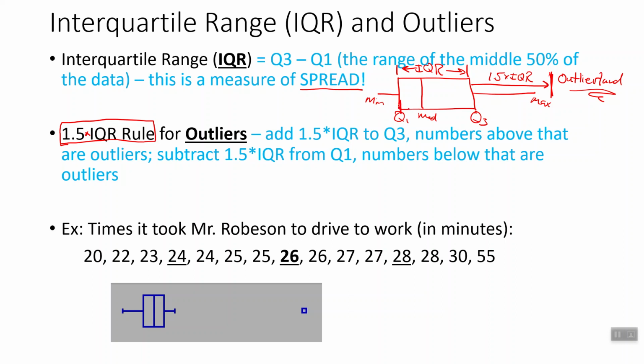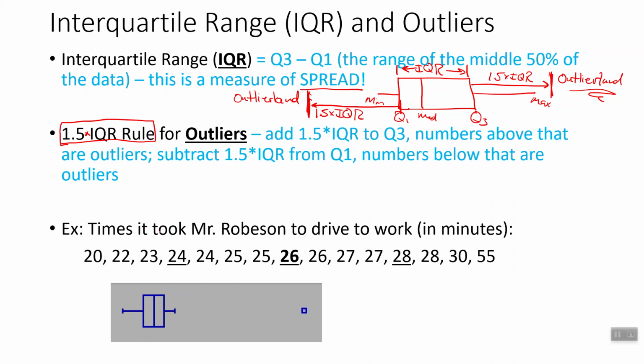We do the same thing going backwards as well. We start at Q1 and we go down 1.5 times the IQR, and anything below that is also outlier land. So we could have bottom end outliers or we could have top end outliers.